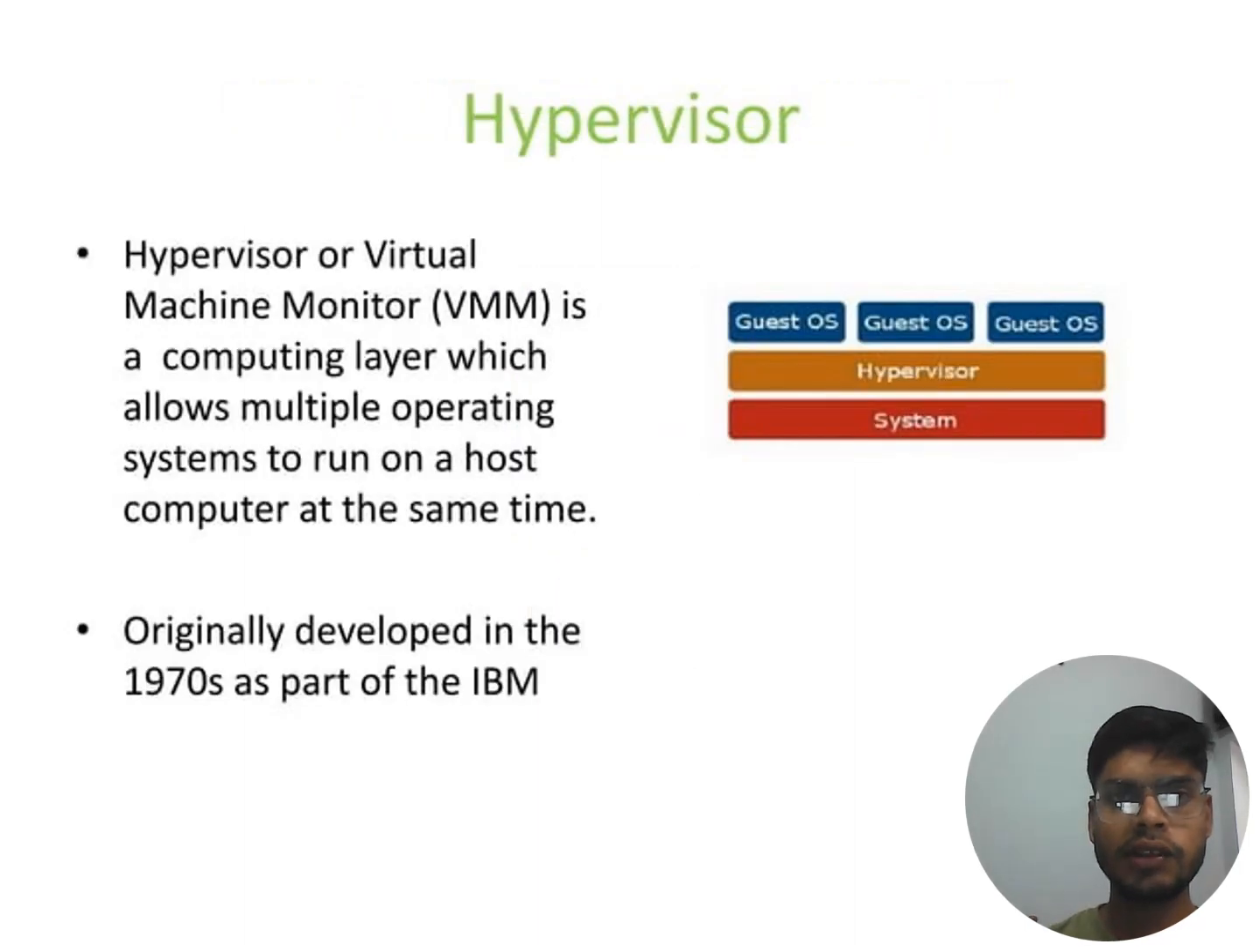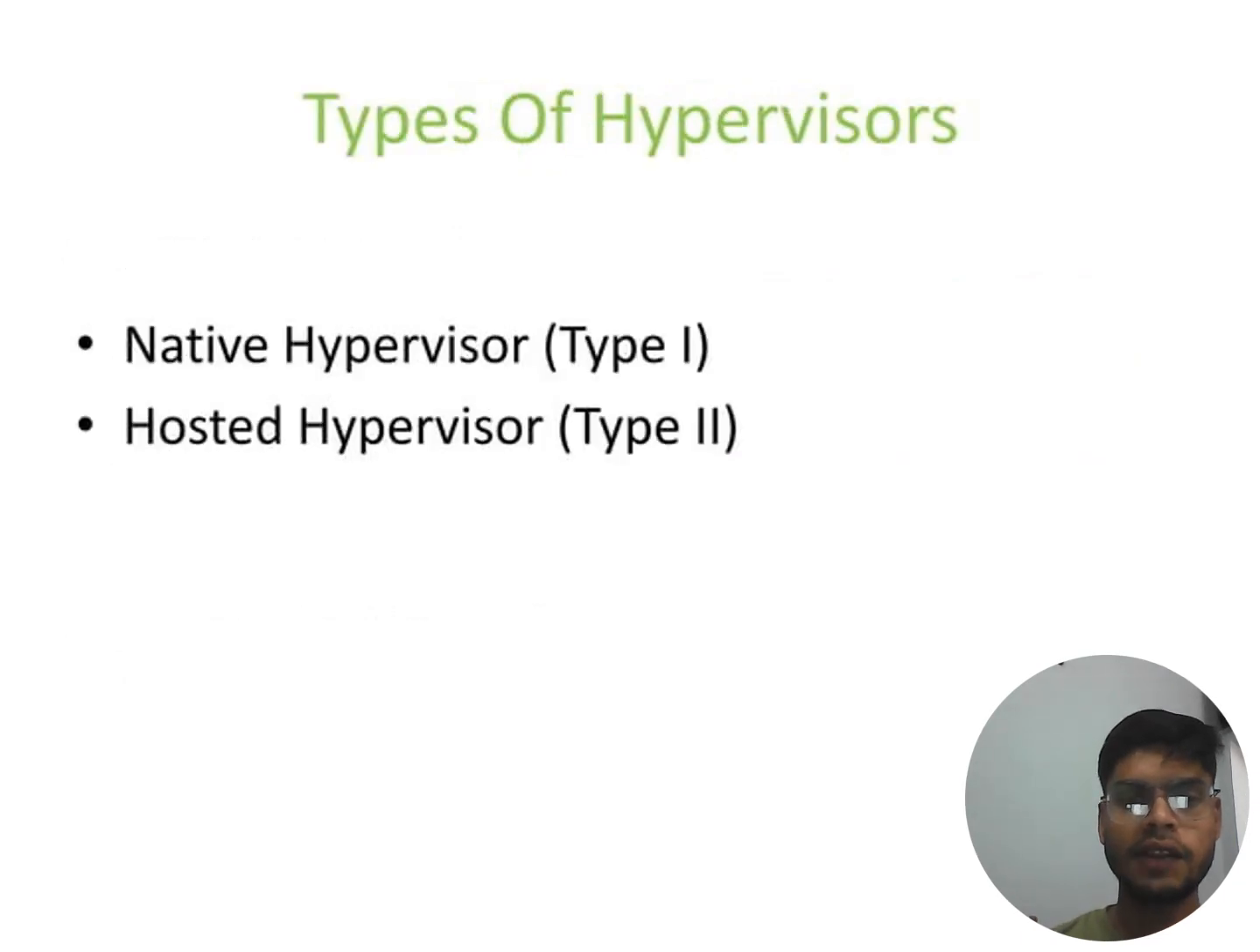Next one is what is a hypervisor. A hypervisor, or virtual machine monitor (VMM), is a computing layer which allows multiple operating systems to run on a host computer at the same time. It was originally developed in 1970 as a part of IBM. And there are basically two types of hypervisor.